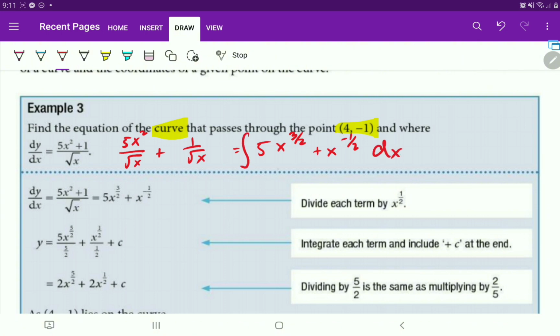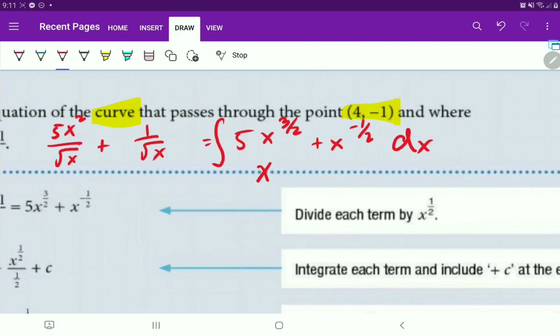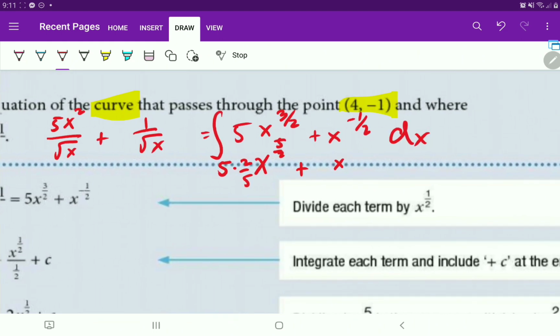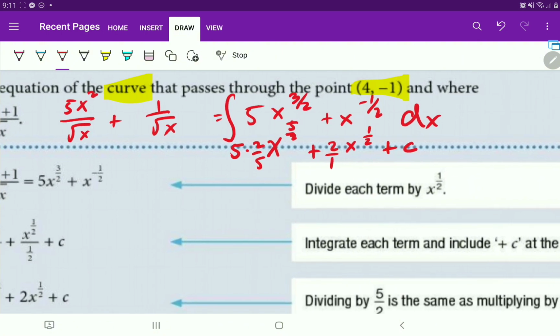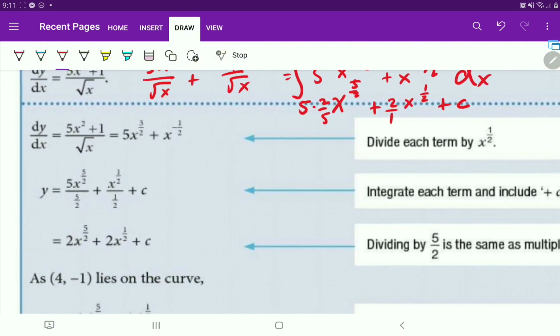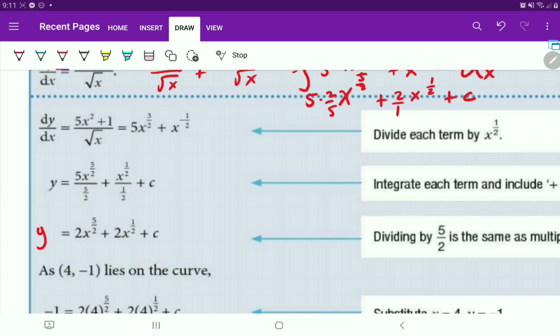So when you integrate that one, that is x raised to 3/2 plus 1, which is 5/2. This is times 5 times 2 over 5, plus x raised to -1/2, so that is x to the 1/2 times 2 over 1, plus c, which will actually give you this one. All right, this is now your final answer.